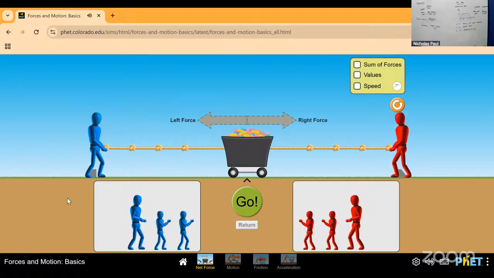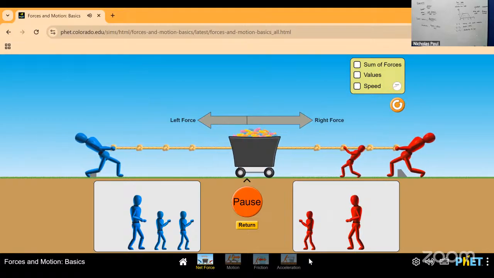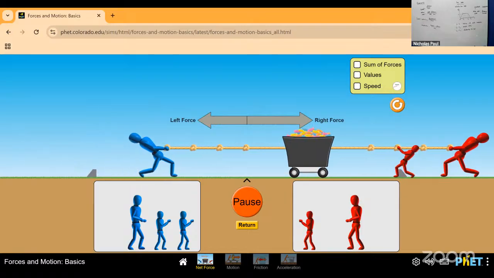What would happen if the forces are equal? It should stay right where it is, right? The forces are equal. If you add another person here to give a little help, what will happen? That's right.